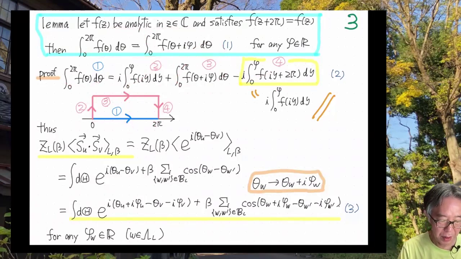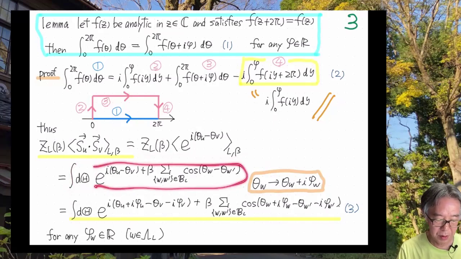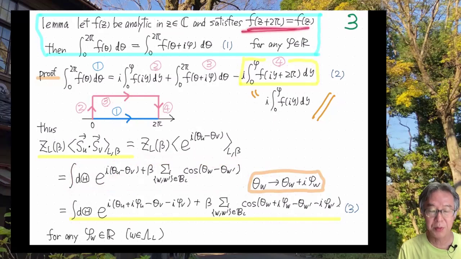Now we look at this quantity. This is basically unnormalized 2-point correlation function, which is also written like this. And yeah, it's this integral here. Okay, and so here we have integration over all theta u. But anyway, this function here is analytic in theta u and also satisfies this periodicity.